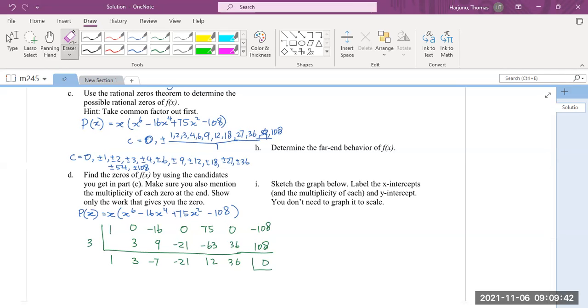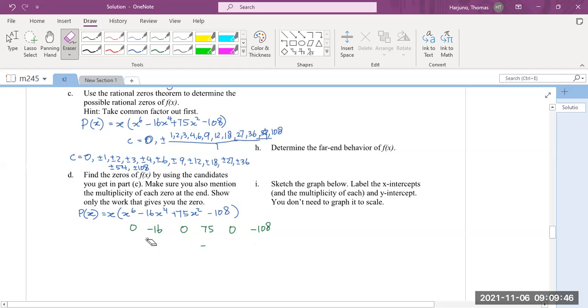Okay, let me change it. That's my scratch work. Let me change it into my correct work, the one I will write on the paper. So a lot of scratch work needed here. Okay, 1, 0, negative 16, 0, 75, 0, negative 108. And I tried 3 earlier. Did I try 3? Yeah, I think I tried 3 and it does work.